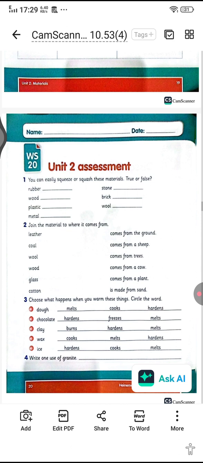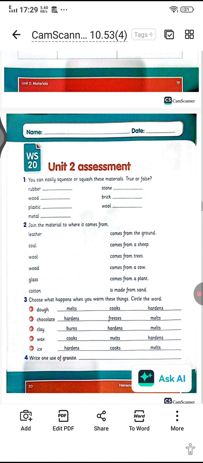Next is join the material to where it comes from. Leather. Leather comes from the cow. Coal comes from the ground, and wool comes from the sheep. Wood comes from the trees, and glass comes from the sand, and cotton comes from the cotton plant.